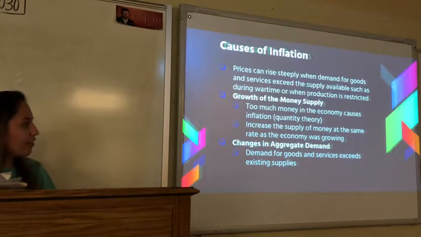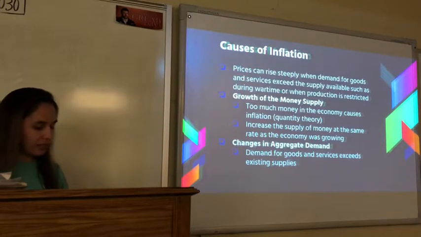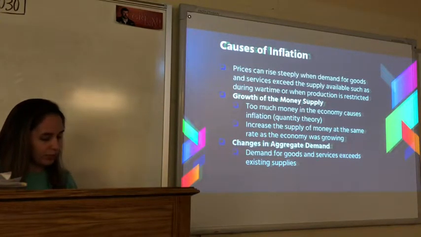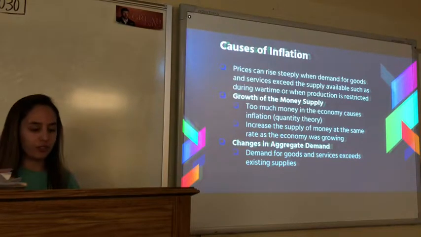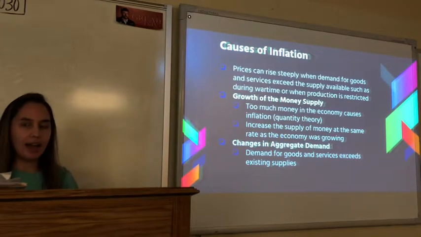The changes in aggregate demand. The demand for goods and services exceeds existing supplies. So this is wartime. During wartime, for example, the government's need for military supplies puts pressure on producers. The heavy demand for new equipment, supplies, and services increases the value of those items, pushing prices up. So the prices are going to go really, really far up, making it hard for anybody to buy that stuff.